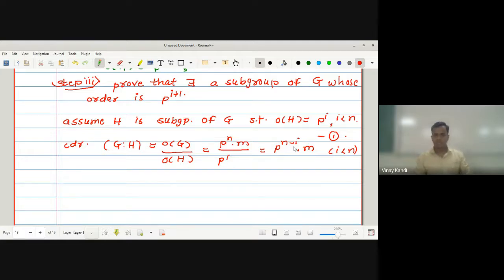Okay, look at here. If i is equal to n, n minus n is 0, p raised to 0 is 1, which is equal to m. Okay, so p does not divide m, hence p does not divide the index of H in G.